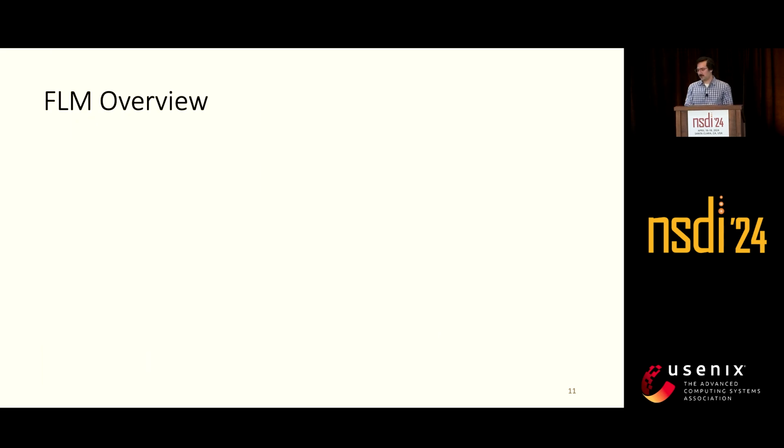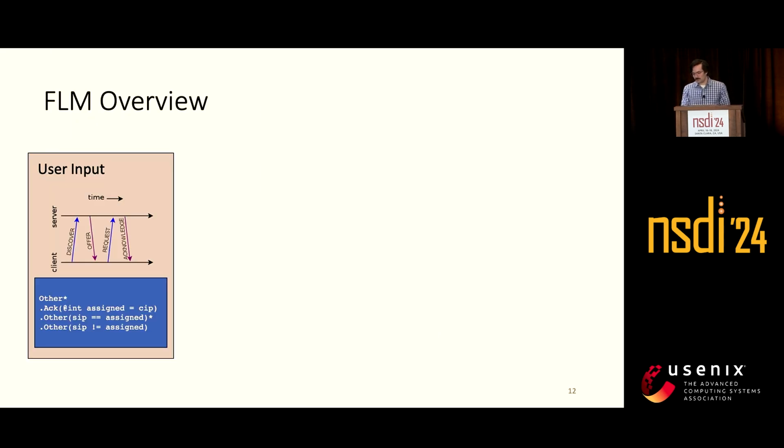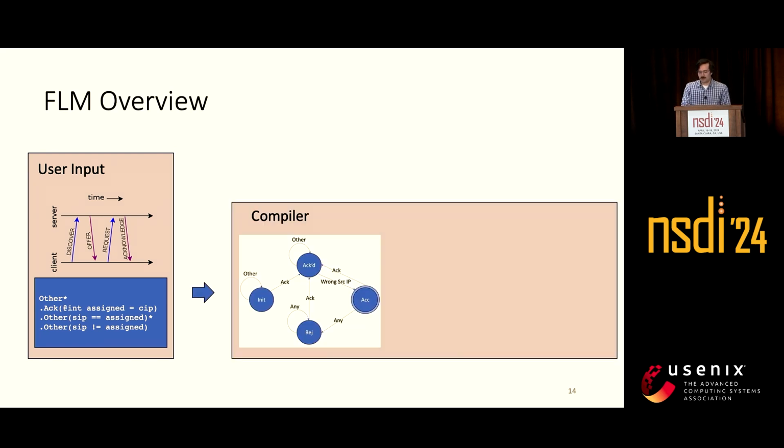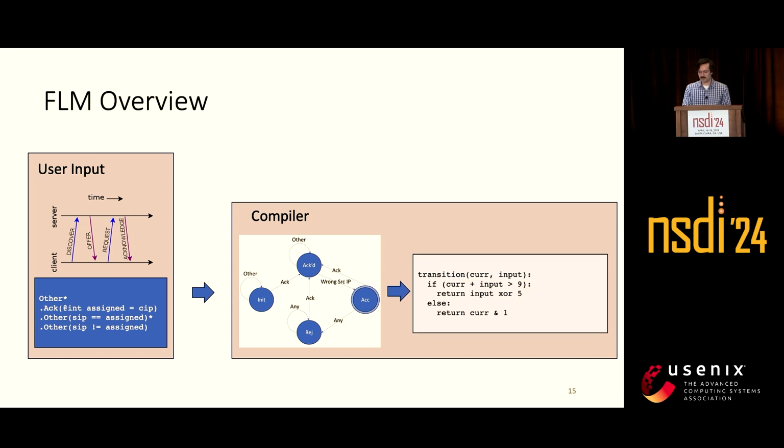So as an overview of the FLM system, the user provides their input, which is a specification of some network sequence that they're interested in, as a pattern that looks kind of like a regular expression here. This is handed to our FLM compiler, which turns it into a state machine, as well as some additional state tracking code, and then uses program synthesis to generate a microprogram that can run at line rate on the switch and recognize the state machine.